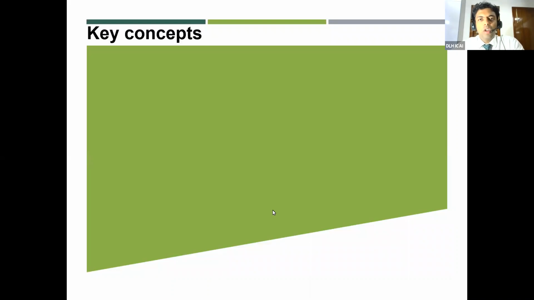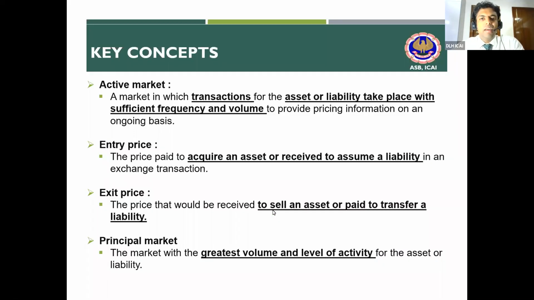Okay guys, let's move on to understand the key concepts or key definitions for Ind AS 113. First is active market. What is an active market? A market in which the transaction for the asset or liability takes place with sufficient frequency and volume to provide the pricing information on an ongoing basis. That is an active market. That means the market in which the transaction happens with sufficient frequency and sufficient volume. For example, NSE, BSE. These are the markets in which transactions happen with sufficient frequency and volume.